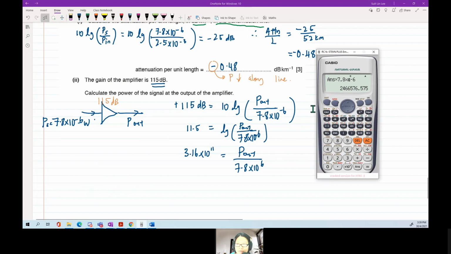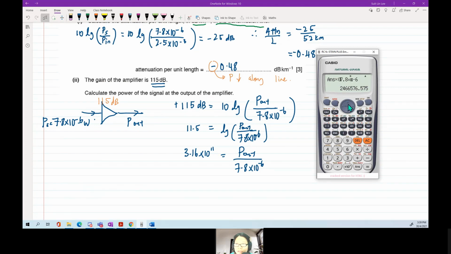Is it correct? Hang on, just to make sure. 10 to the power of 11.5. This is a very large signal power. 115 decibel. Okay, sure. So 10 to the power 11.5 multiplied by, this is negative 6. Answer multiplied by 7.8 times 10 to the power negative 6.